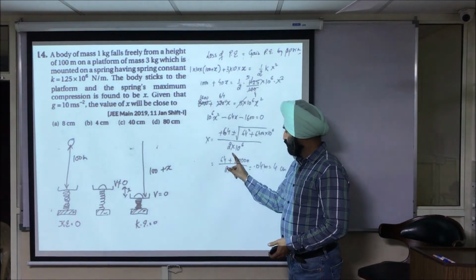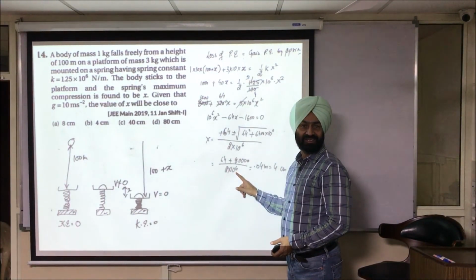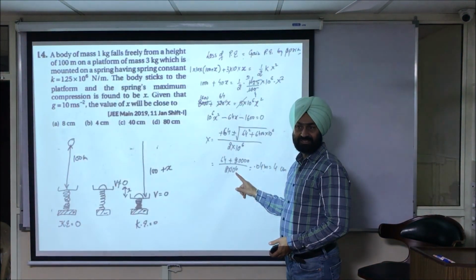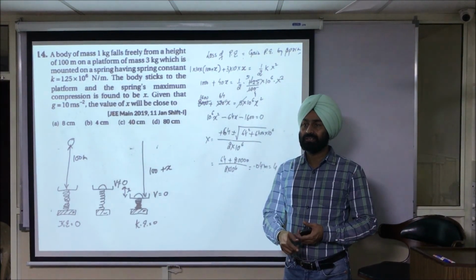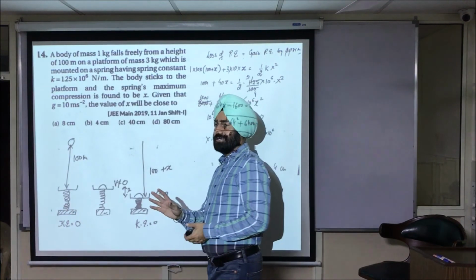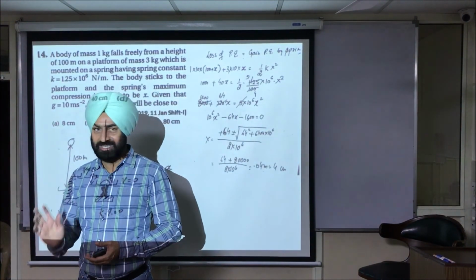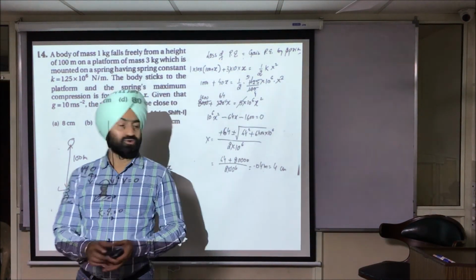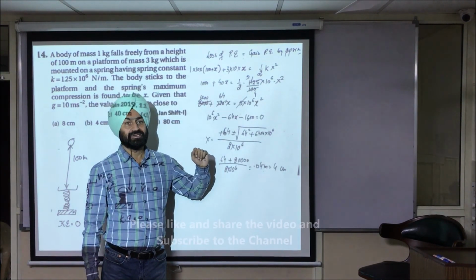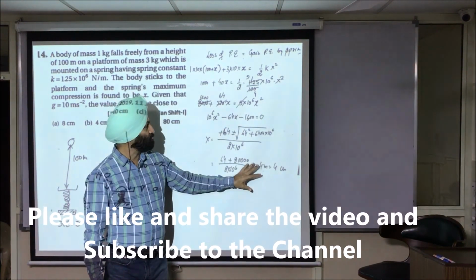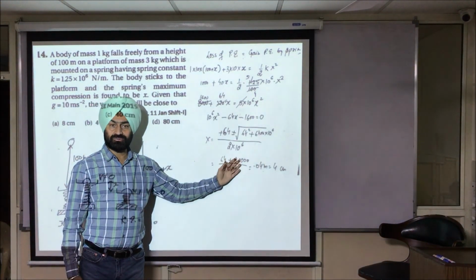So 4, 10 power 4, 10 power 6, 10 power minus 2. 10 power minus 2 meter is 1 centimeter. So we have got basically 4 centimeter without any calculation, because the question was close to, so we have managed close to.